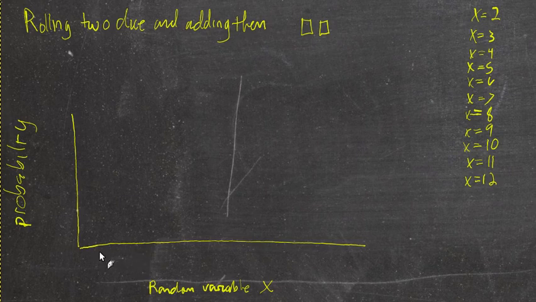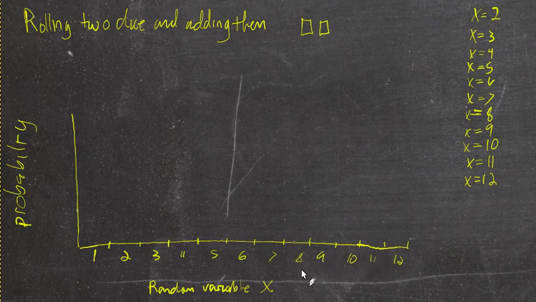That looks not so good, but you get it. What goes along this axis is the probability, and this is the random variable. So let's assign spaces to the random variables. One, two, three, four, five, six, seven, eight, nine, 10, 11, and 12. And now we'll put the probabilities of each of these things happening.